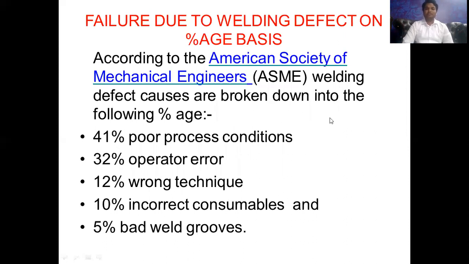Failure due to welding defects on a percentage basis. According to the American Society of Mechanical Engineers, we call it ASME, welding defect causes are broken down into the following percentages: 41% poor process condition, 32% operator error, 12% wrong technique, 10% incorrect consumables, and 5% bad weld grooves. So this is how the percentage of weld defects has been divided by the ASME.